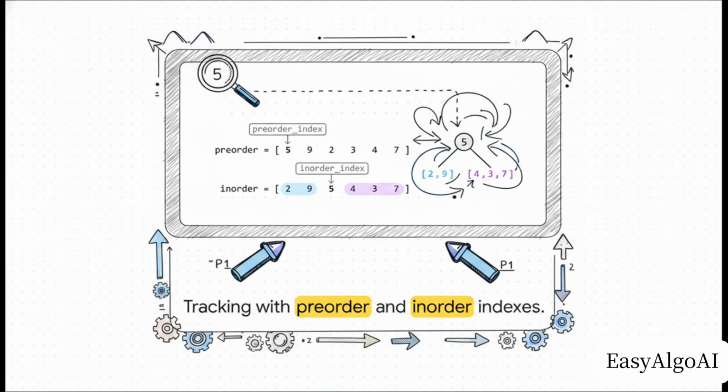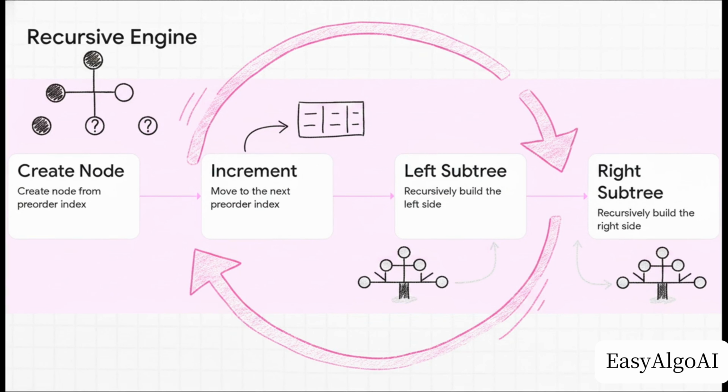To drive this engine, we're going to use 2 pointers. We'll use a preorder index to consistently grab the very next node we need to build. And at the exact same time, we'll use an in-order index to find where that node splits the remaining array into new, smaller left and right subtrees. It's really just a simple 4-step loop. This is the heartbeat of our whole explainer today.